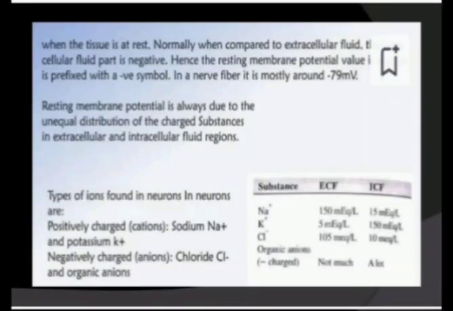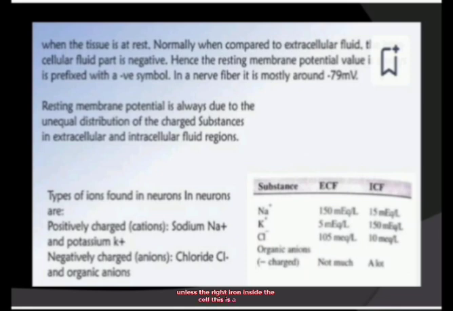more in the incident, whereas only about 5 is found in the fluid inside the cell. If you look at potassium ions, we have more potassium ions inside the cell and less potassium ions outside the cell. The same thing goes for chloride ions. There are more chloride ions outside the cell and less chloride ions inside the cell.